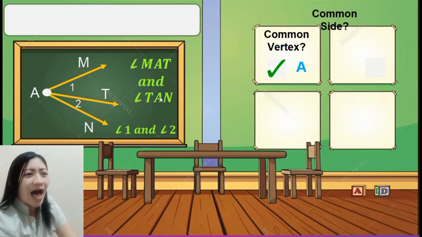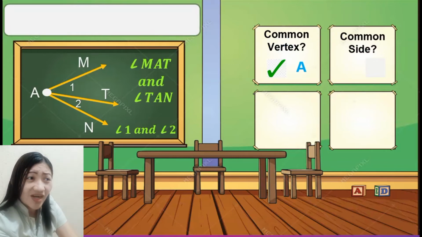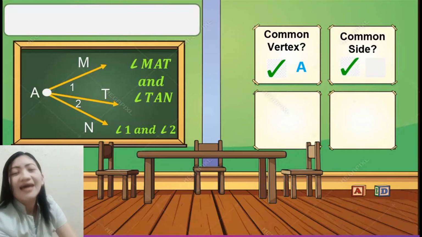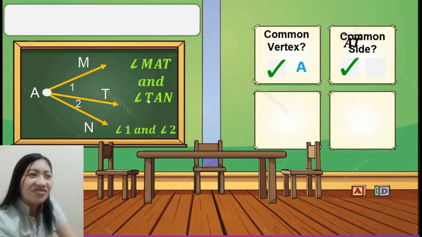That's right. How about the common side? Is there any common side of the given two angles? The answer is also yes. And the side is ray AP. So this one is the common side of angle MAT and angle TAN.